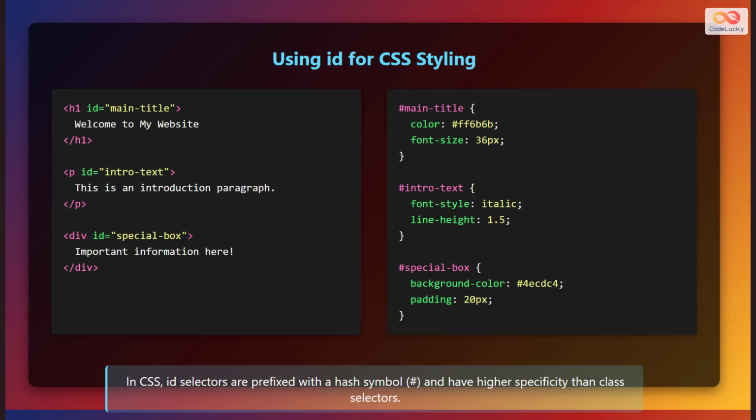Now in CSS, we can target these elements using the hashtag symbol followed by the ID name. For example, #main-title allows us to style the heading, #intro-text styles the paragraph, and #special-box styles the div. Remember that ID selectors have higher specificity than class selectors, so they will take precedence if there are conflicting styles.